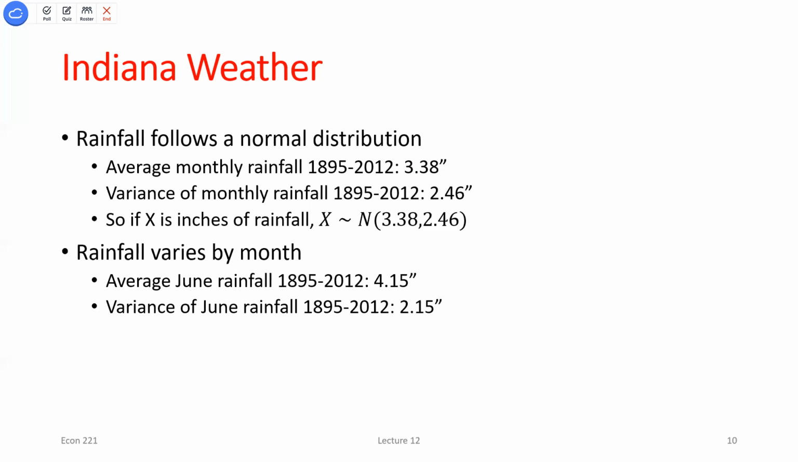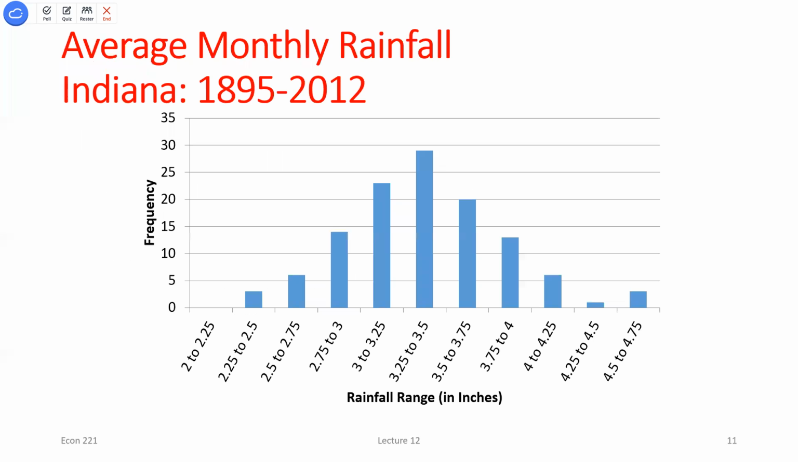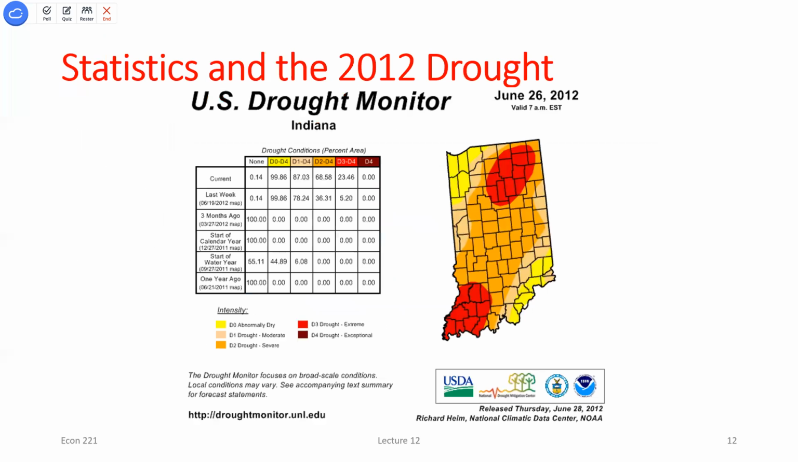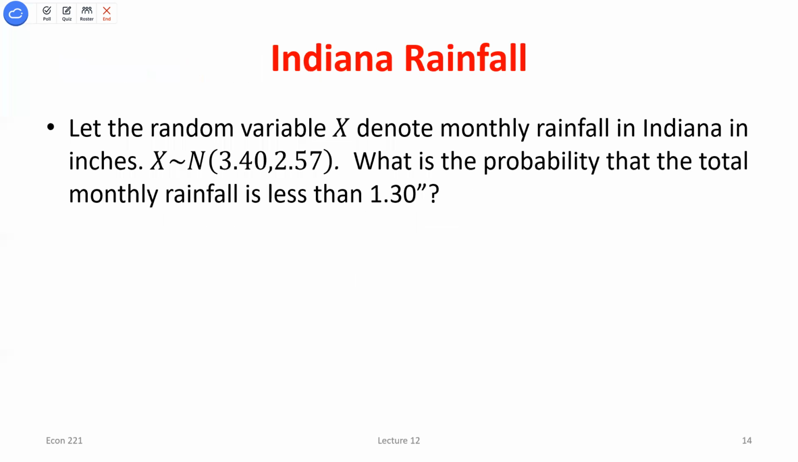You can also break this down by month. Thinking about the agricultural sector again, it's really the rainfall within certain months that you're concerned about. You can break it down, and sure enough, if you look at within-month rainfall, it looks even closer to a normal distribution, right? If you just stay within the same month. So once we have the mean and the variance, and we see it's normally distributed, we can start to do things like, I'll skip this and come back.